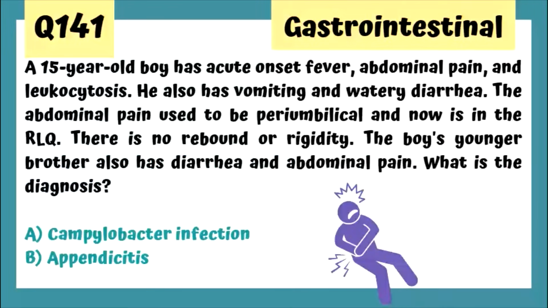Question 141. A 15-year-old boy has acute onset fever, abdominal pain, and leukocytosis. He also has vomiting and watery diarrhea. The abdominal pain used to be periumbilical, now it's right lower quadrant. There is no rebound or rigidity. The boy's younger brother also has diarrhea and abdominal pain. Is this appendicitis? What's the diagnosis?